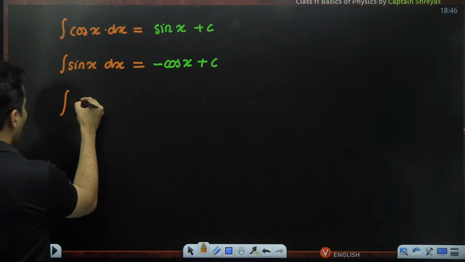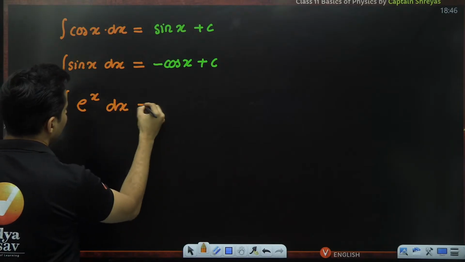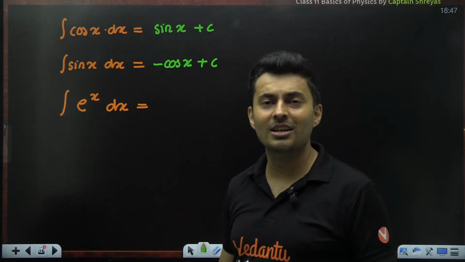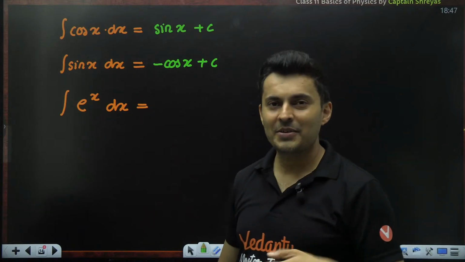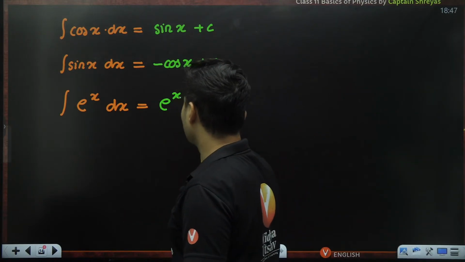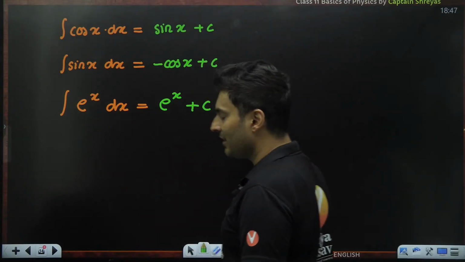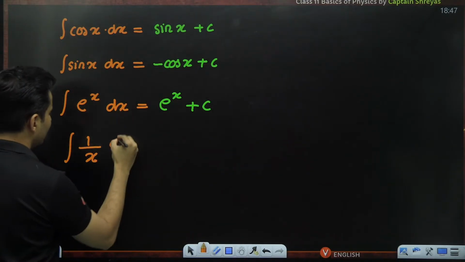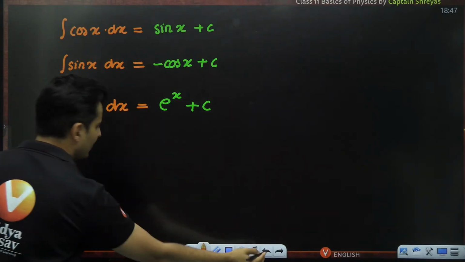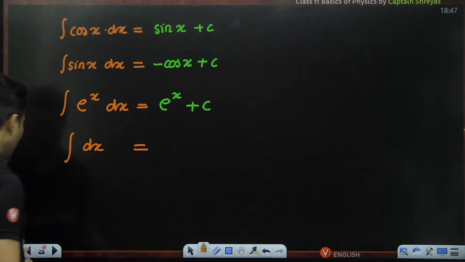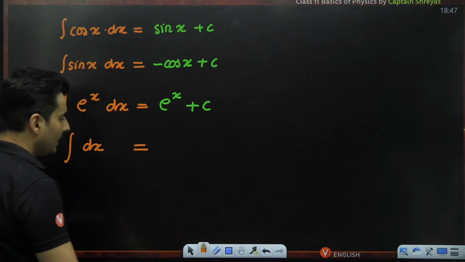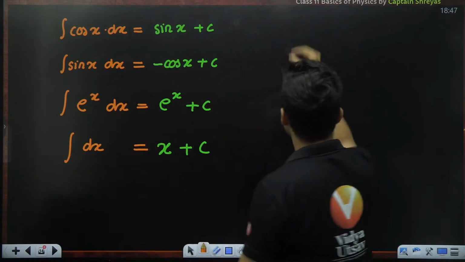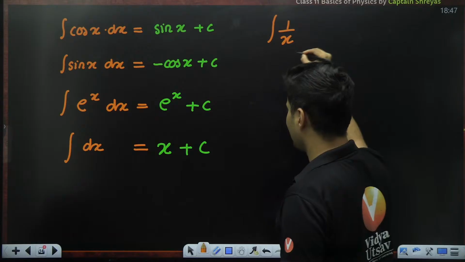Similarly, if I ask you what is the integration of e raised to x dx, immediately you will think, whose derivative is e raised to x? Oh, wait a minute, it was a very special function whose derivative was the same thing. So the integration will just be e raised to x plus the constant of integration. Excellent. Then, what is the integration of 1 by x dx? First, let's start with just dx for now. I gave you the answer right over here: the integration of dx is simply x plus c.